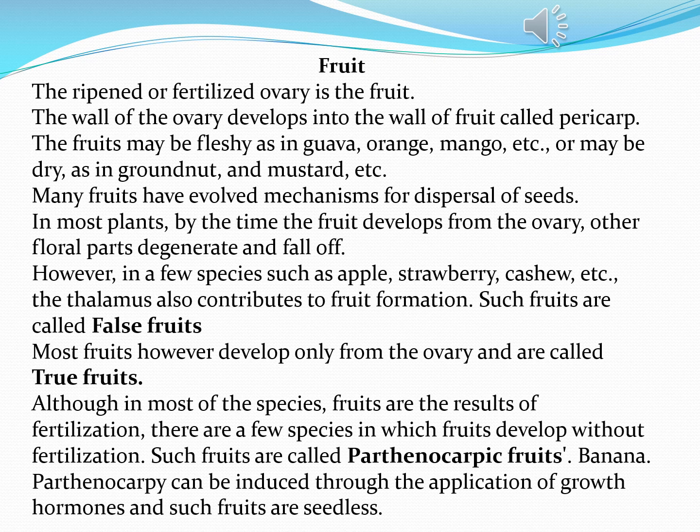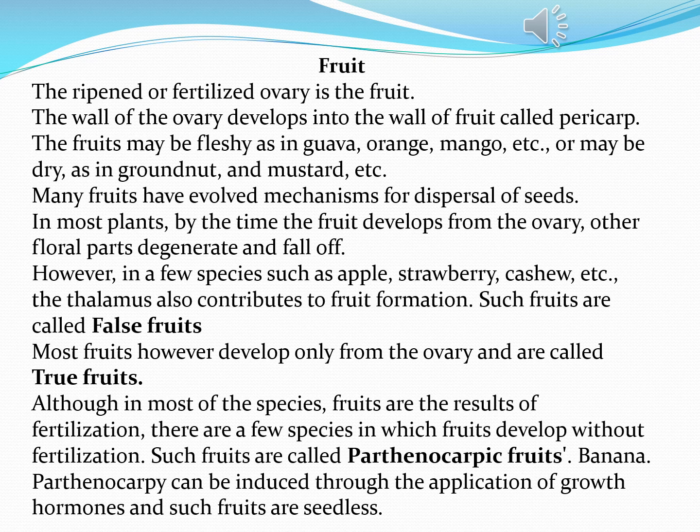The wall of the ovary develops into the wall of the fruit, called pericarp. This pericarp can be differentiated into three layers: outermost, middle, and innermost. The outermost layer is the epicarp, the middle one is the mesocarp, and the inner one is the endocarp. Fruits may be fleshy or dry. Fleshy fruits like guava, orange, mango; dry fruits like groundnut, mustard.